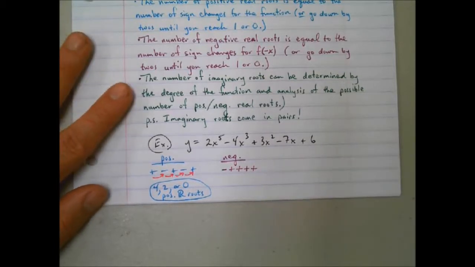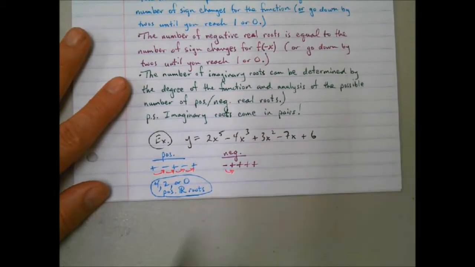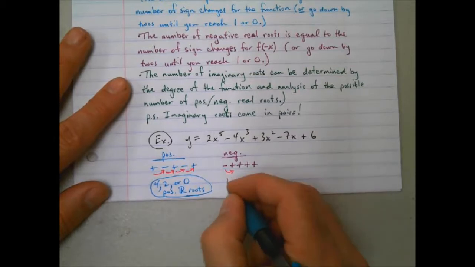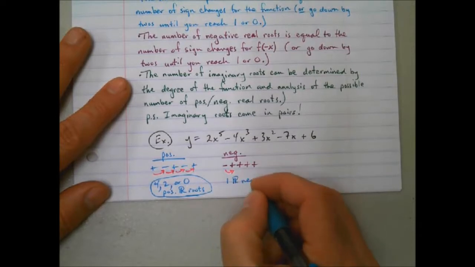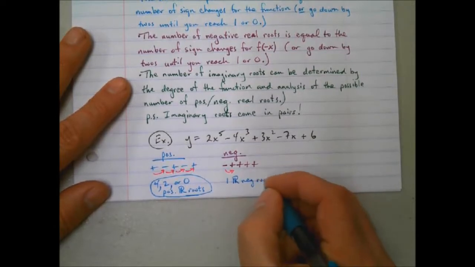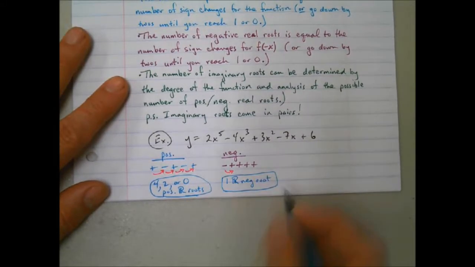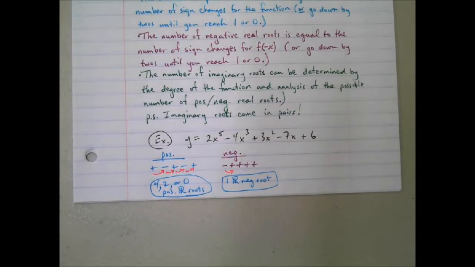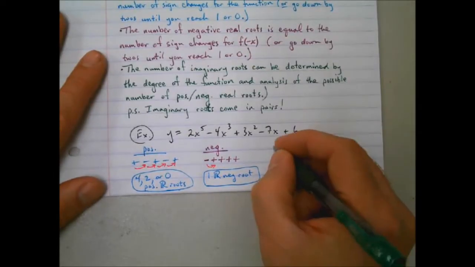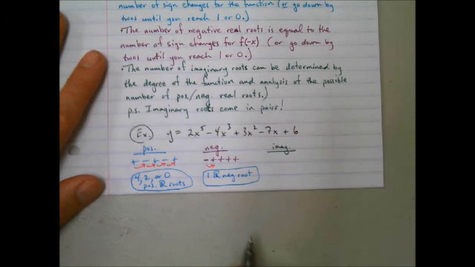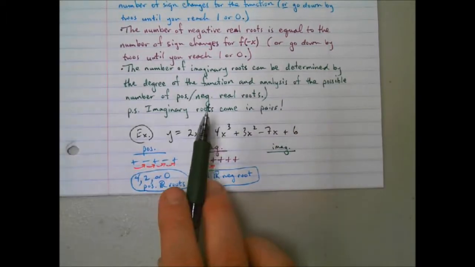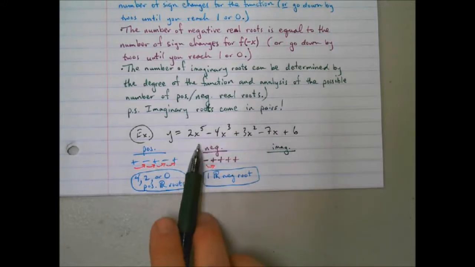Now, you only count the sign changes. Negative to positive is 1 sign change, and so there is exactly 1 real negative root. Okay, now that leaves us the imaginary. Now imaginary. It says determined by the degree of the function. So first off, what's the degree of the function? The degree is 5, which means how many roots do we have? We have 5. There are 5 roots. So we know that there's going to be a total of 5 roots.